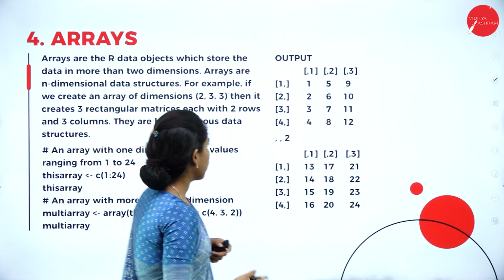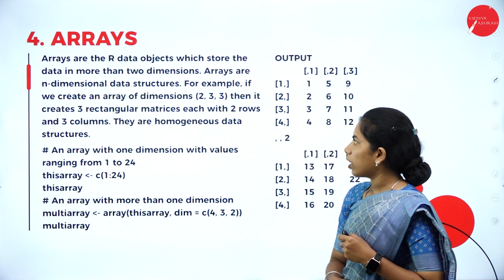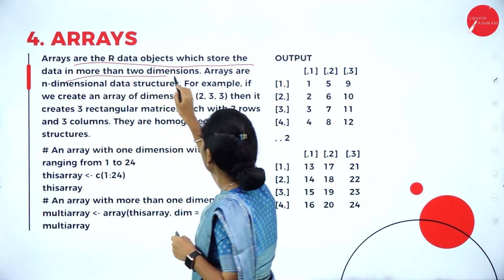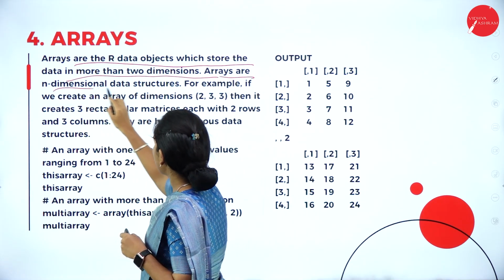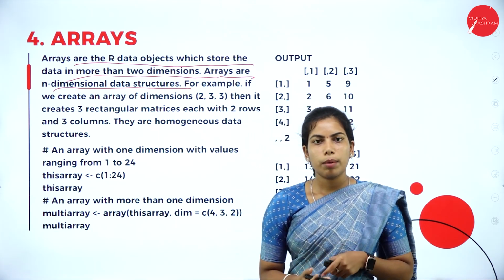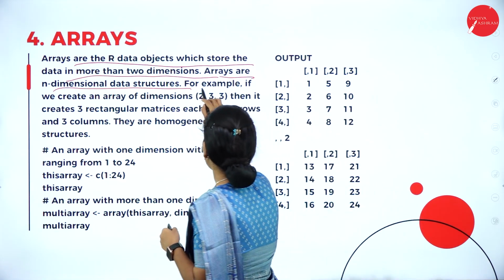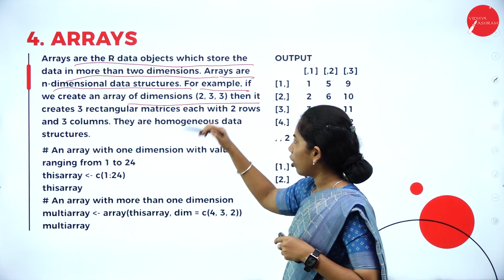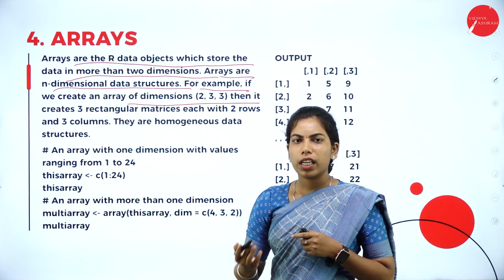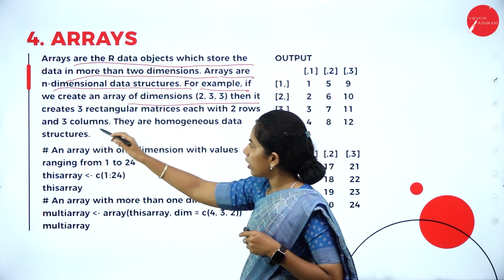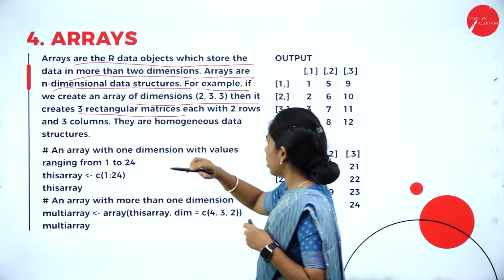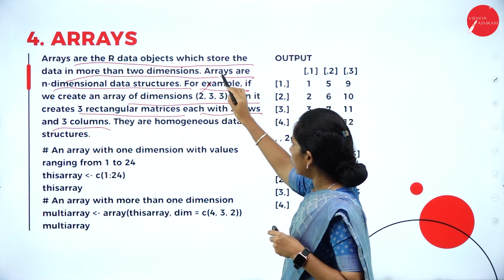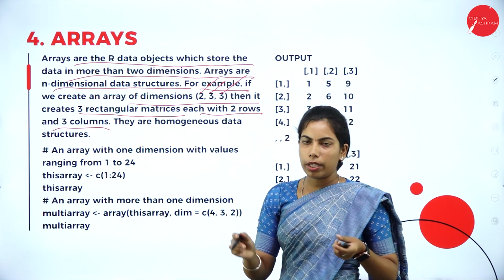So let's discuss another data structure, that is arrays. Arrays are the data objects which store the data in more than 2 dimensions. Arrays are n-dimensional data structures. We can store n number of varieties of data. For example, here you can create an array of dimension 2, 3, 3. What exactly is 2 comma 3 comma 3? It creates 3 rectangular matrices, each with 2 rows and 3 columns. So 2 rows, 3 columns and also 3 dimensions.